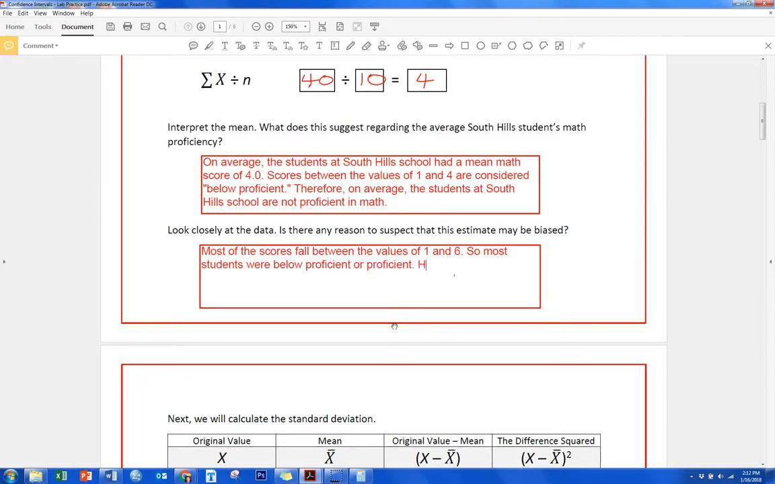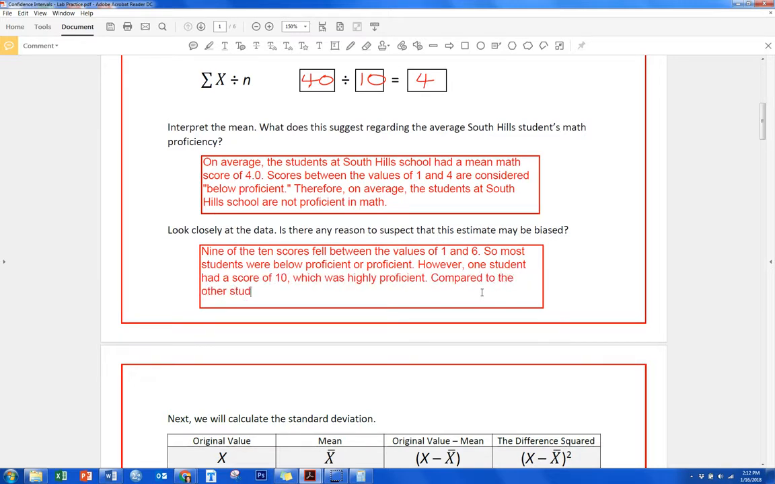However, I like to be more precise. Instead of saying most, let's just go ahead and say exactly how many. 9 of the 10 scores, so 90% fell between, I'll make that past tense, the values of 1 and 6. So most students were below proficient or proficient. However, one student had a score of 10, which was highly proficient.